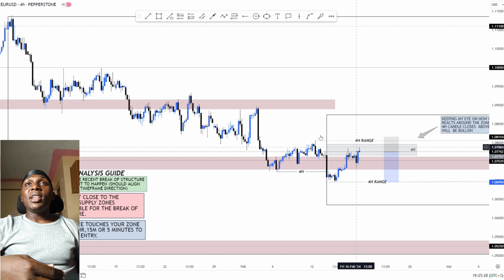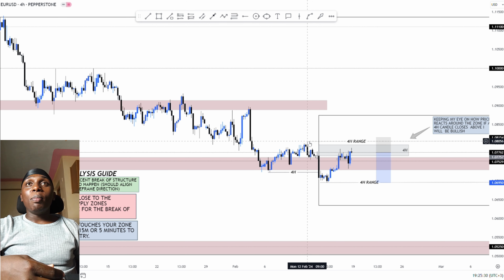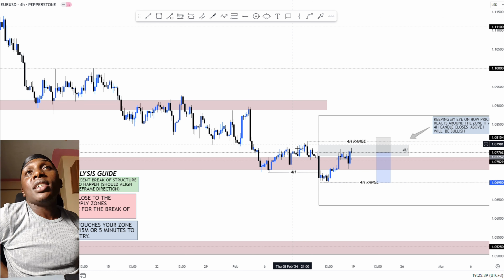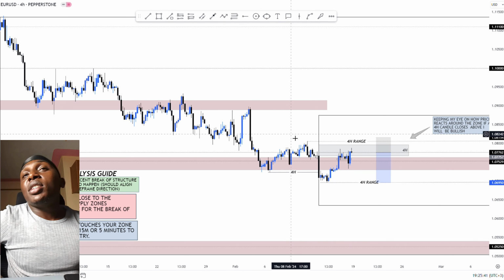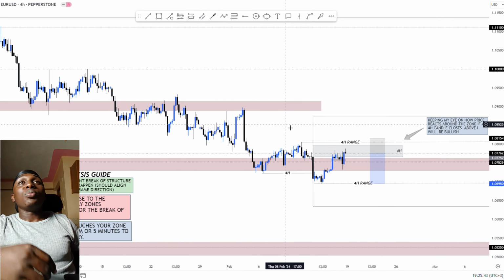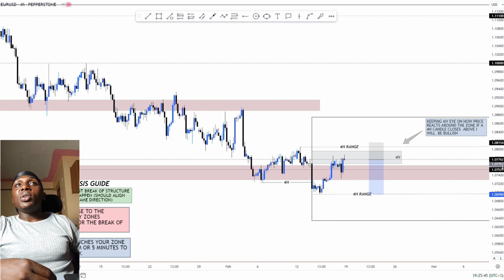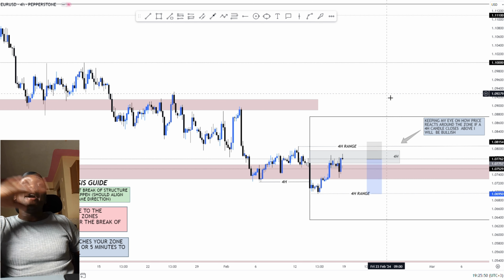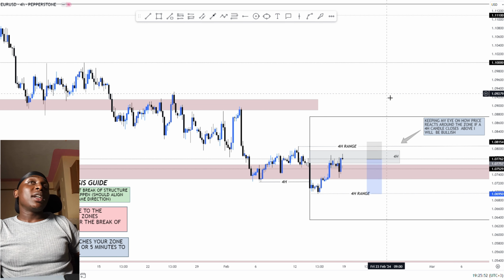And if price by any chance comes and breaks and closes above this 4-hour range right here, I'll wait for price to confirm the change in direction, and then I'll change my bias from being bearish to bullish. So that is what I'll be waiting to see in EURUSD. Yeah, so let's go to the next currency pair.